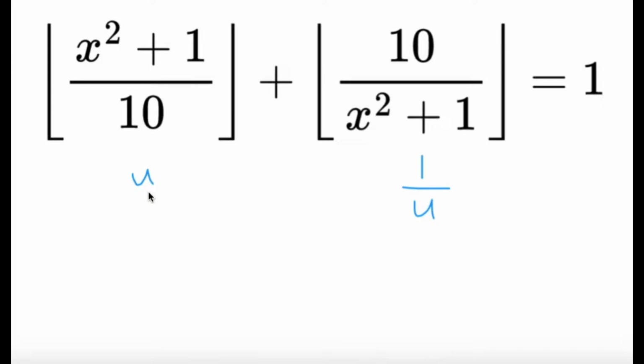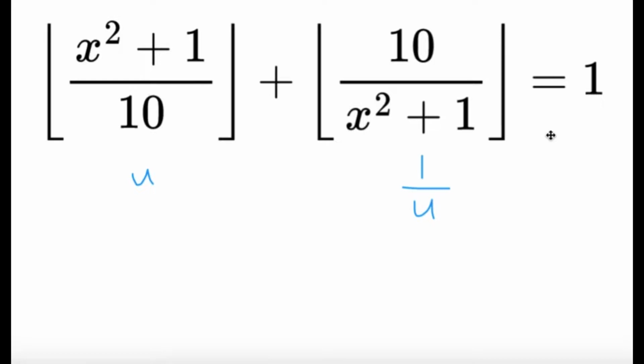Now the next thing to realize is that both of them are positive, because x squared plus 1 is obviously positive, and then 10 is just positive. So positive numbers everywhere. So it is expected that these two numbers are going to be positive. So we're taking the floors of two positive numbers, and apparently it's equal to 1.